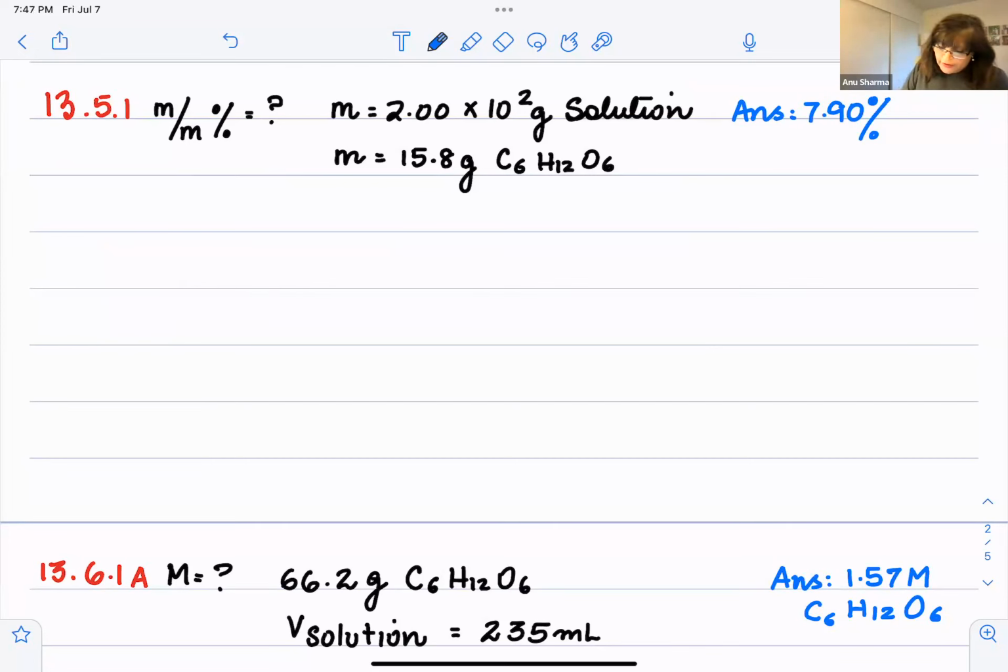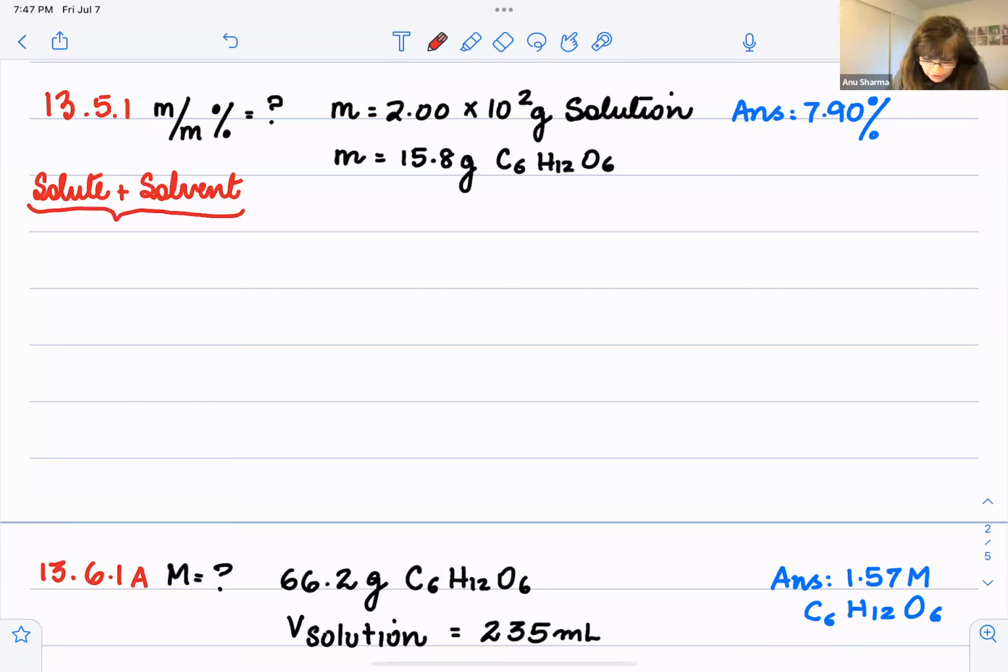All right, so now we are looking at the units of concentration, mass by mass percent. In other words, the mass of the solute. So remember always that the solute is always going to be in the small amount, plus the amount of solvent. When you add the two together, they make the solution.